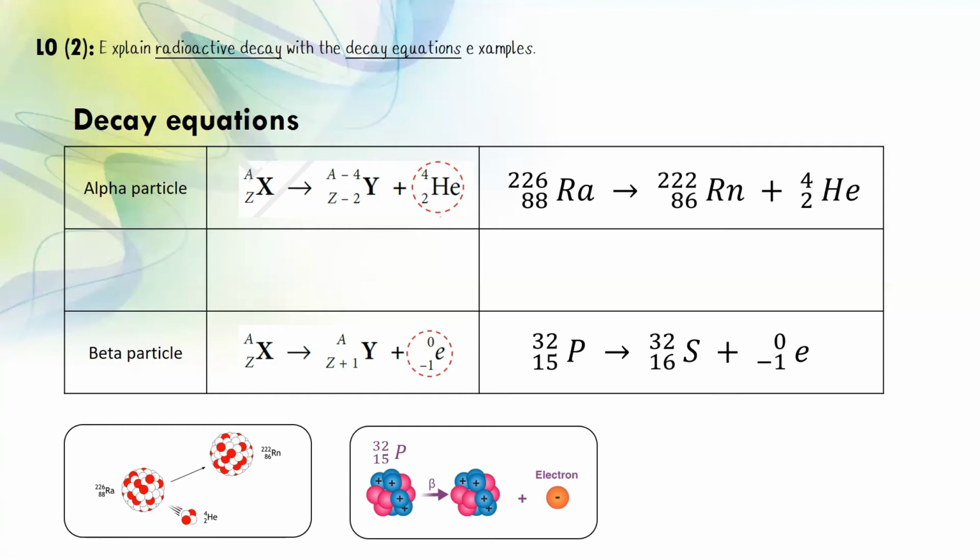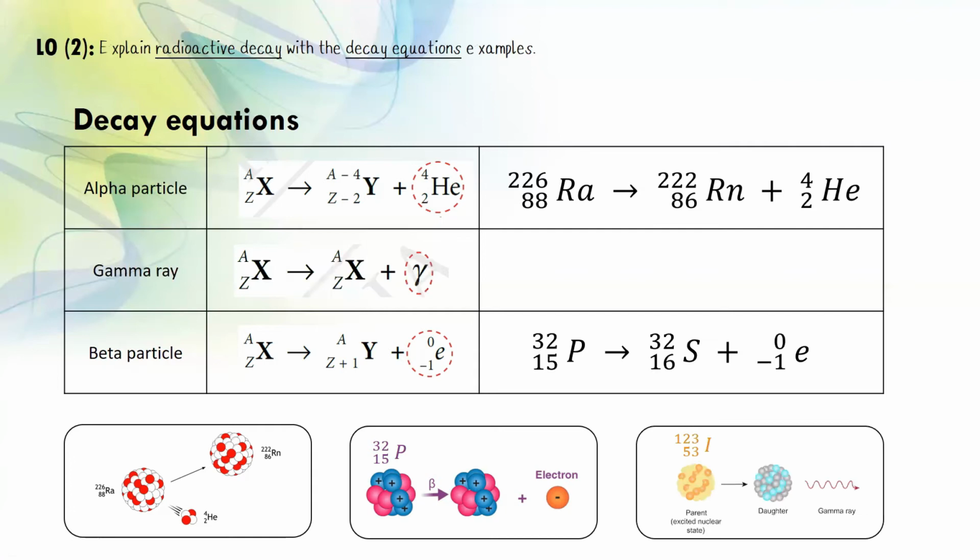Let's move on to the last one, gamma decay. Now, let's try to write the decay equation for iodine. Okay, your equation should be like this. Is it same as yours? If all same, that's very good. But if not, please recheck, okay?